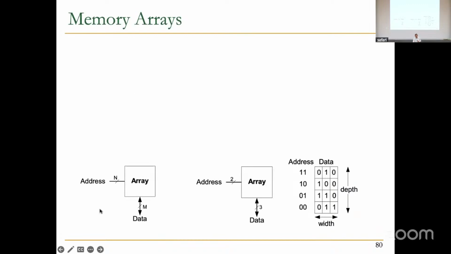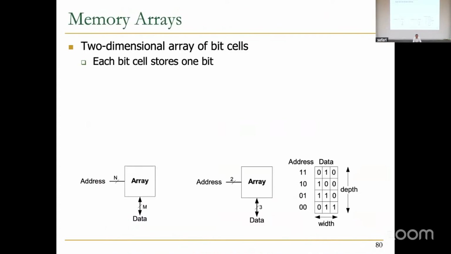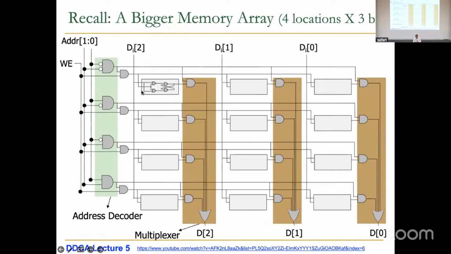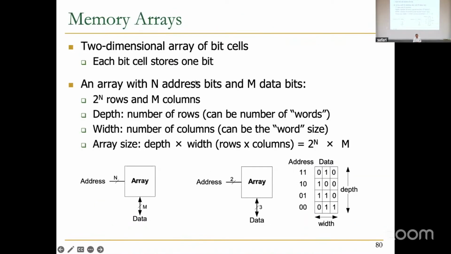But let's look at these arrays a little bit more. Essentially, these are the arrays. This is an example array with 2-bit address and 3-bit data. You can see that this is actually simple, right? This is actually the same as what we saw over here. But you have 2-dimensional array of bit cells. Each bit cell stores 1 bit. And in this case, you know exactly what the bit cell looks like. This is our bit cell over here. You store 1 bit over here, right? The rest is really address decoder, data out, read out circuitry, the data out multiplexer, etc. And some of these are combined, as you remember, in this circuit. Okay, so an array with n address bits and m data bits, you have 2 to the n rows and m columns. I'll go through this relatively quickly because it's kind of obvious.